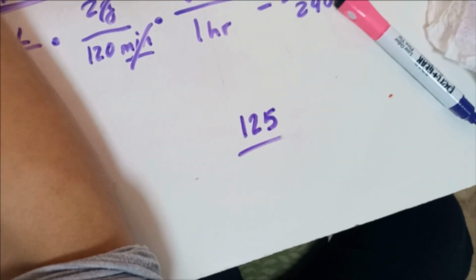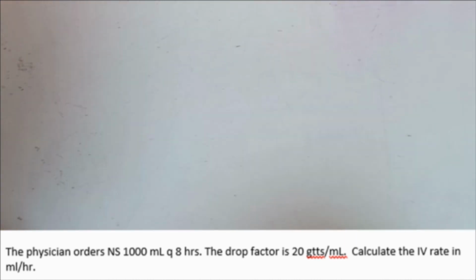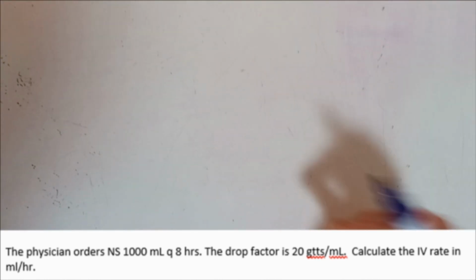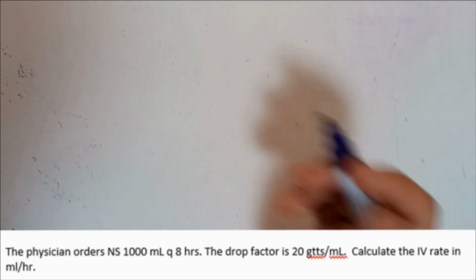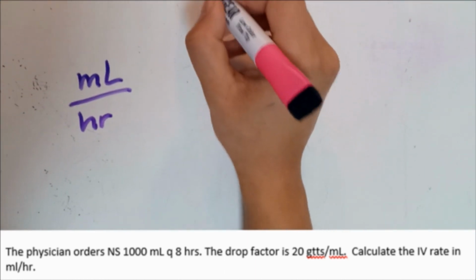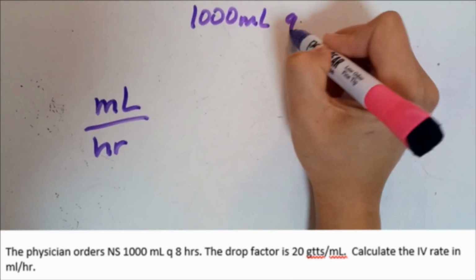Okay, next question. So this next question asks, the physician orders normal saline, NS is normal saline, 1,000 milliliters every 8 hours. The drop factor is 20 drops per milliliter. Calculate the IV rate in milliliters per hour. So in this question, they want us to find our milliliters per hour.